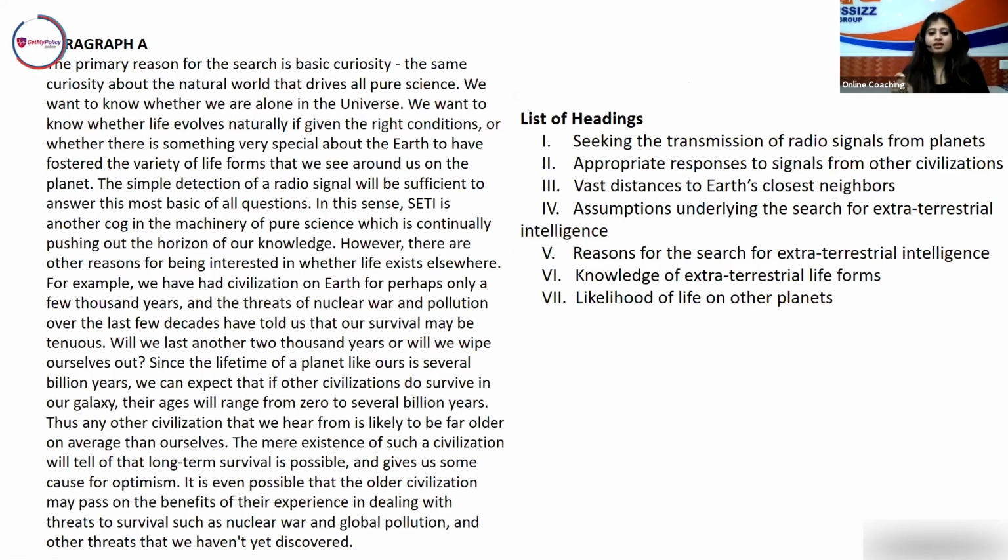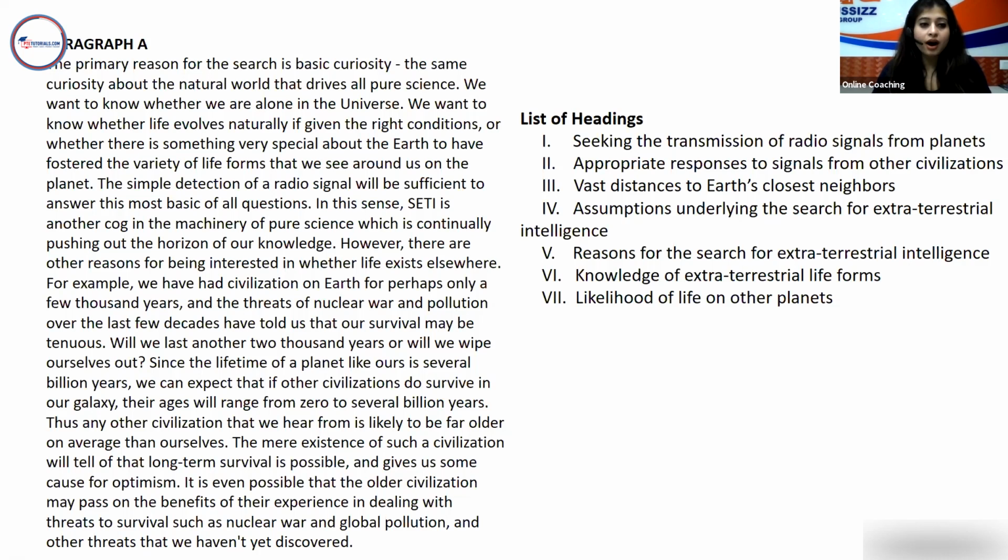The first heading says, seeking the transmission of radio signals from planets. The second says, appropriate responses to signals from other civilizations. The third says, vast distances to Earth's closest neighbors. The fourth says, assumptions underlying the search for extraterrestrial intelligence. The fifth says, reasons for the search for extraterrestrial intelligence. The sixth says, knowledge of extraterrestrial life forms, and the seventh says, likelihood of life on other planets.